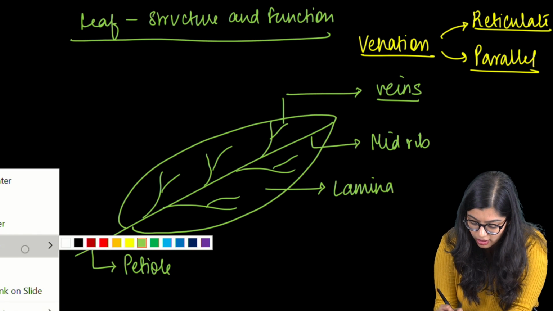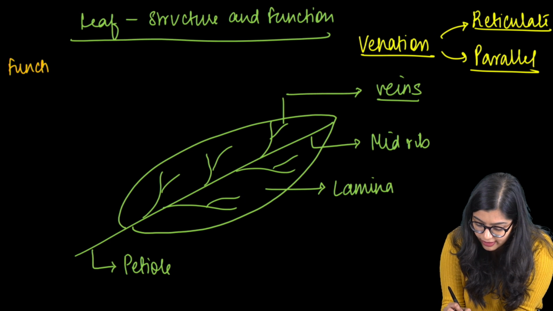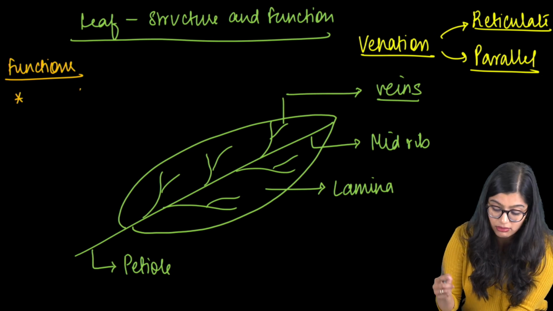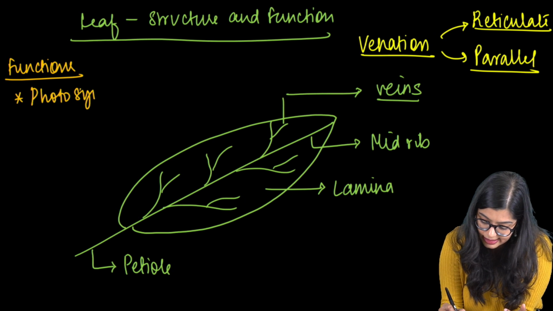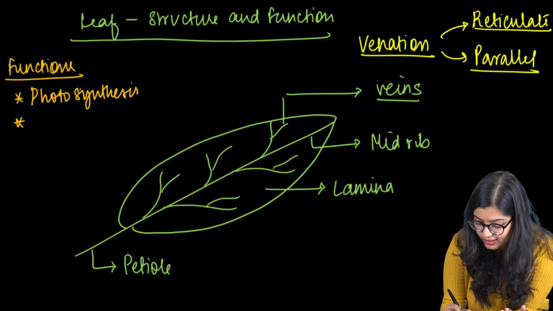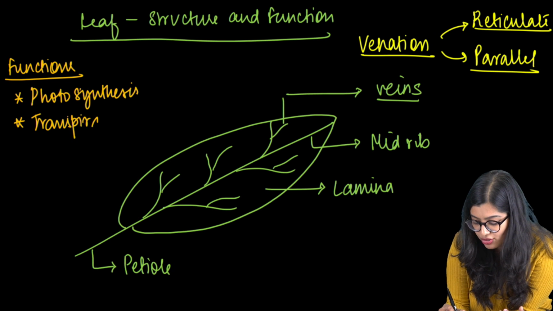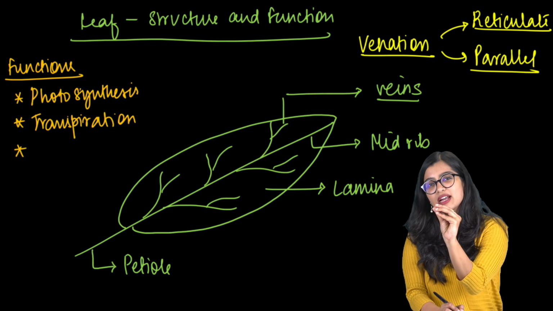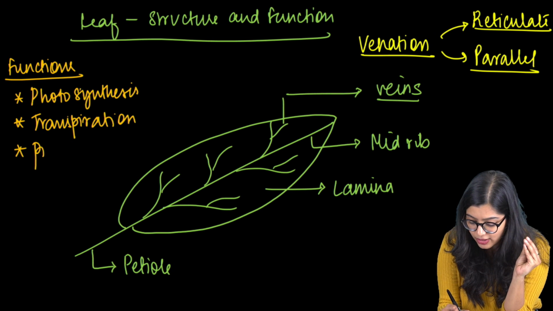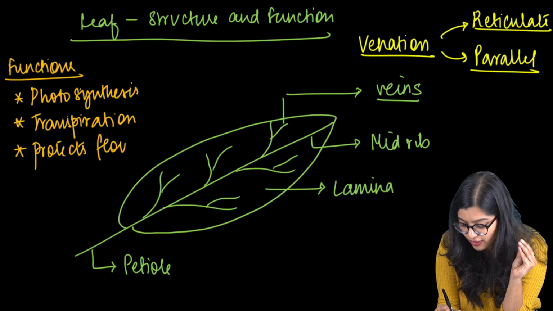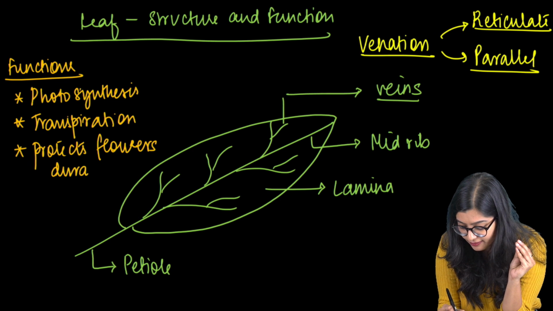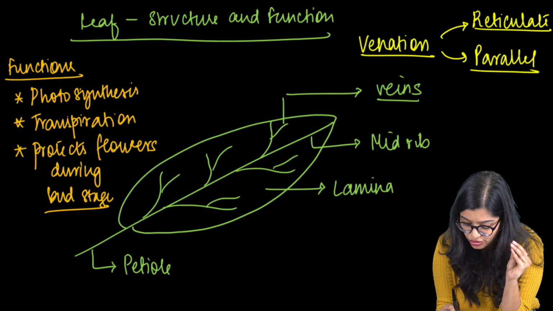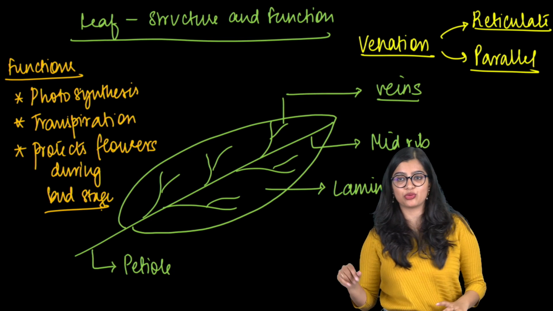And finally, when we talk about the functions of the leaf, we know that they play a very important role in carrying out the process of photosynthesis. Yes, we also know that it is important in transpiration. And to add one more point, in young flowers, when flowers are at the bud stage, the leaf also protects them during the bud stage. Let me just write this down. So these are some important functions that you can make a note of.